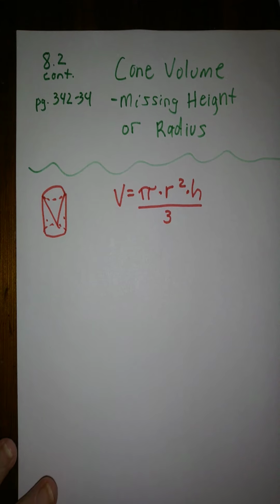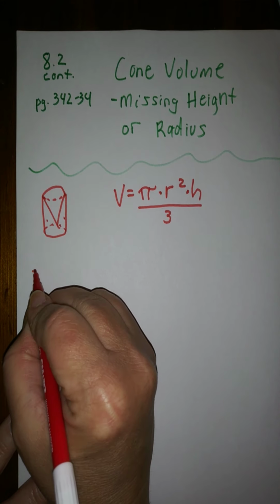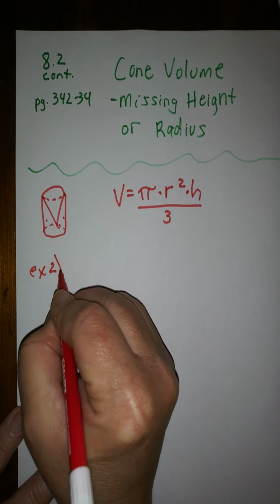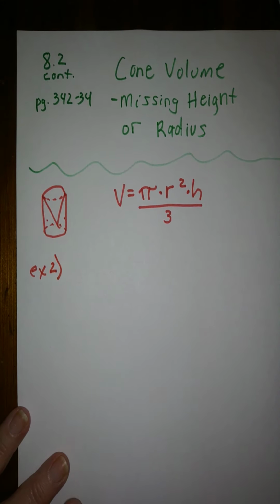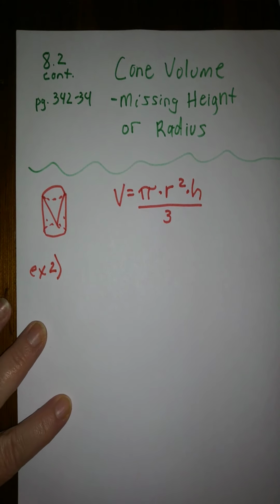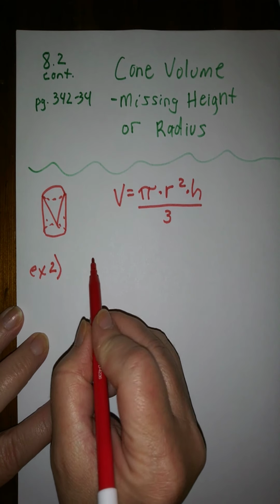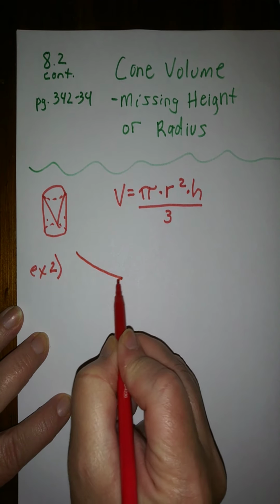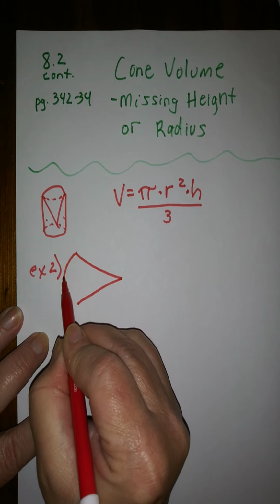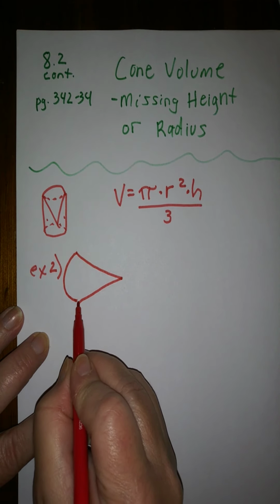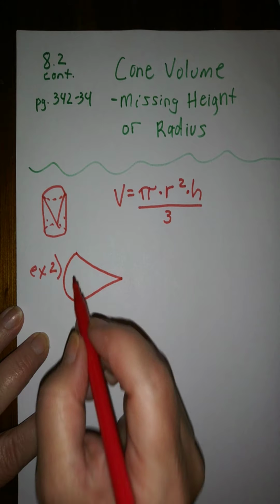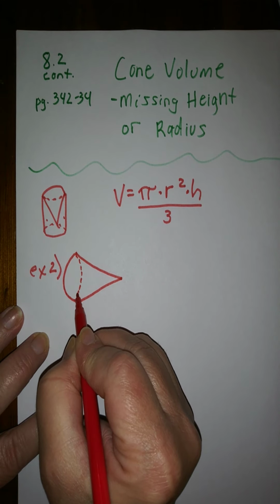Okay, so what we want to look at today is example 2 in the textbook. So if you have your textbook at home, or you could go to bigideasmath.com and look at the textbook. But the cone looks like this. It's a sideways cone, so go ahead and draw this on your paper. Start with this shape first. Then you fill in the dotted line.